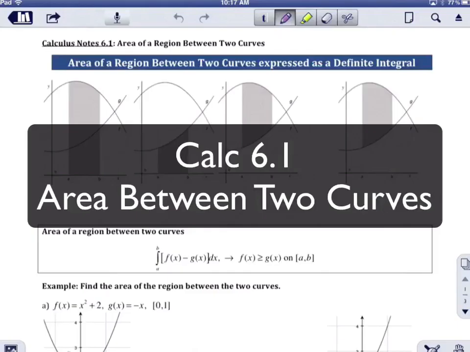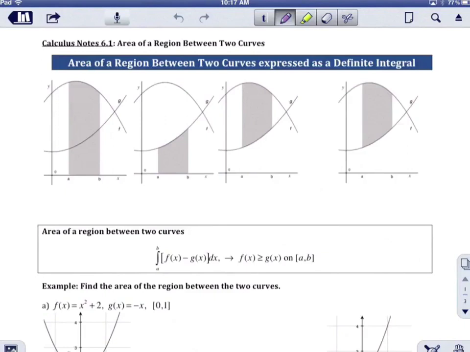Hello everyone and welcome to our calculus notes for section 6.1. Today we're going to be talking about the area of a region between two curves. And we want to learn how to express this as a definite integral.